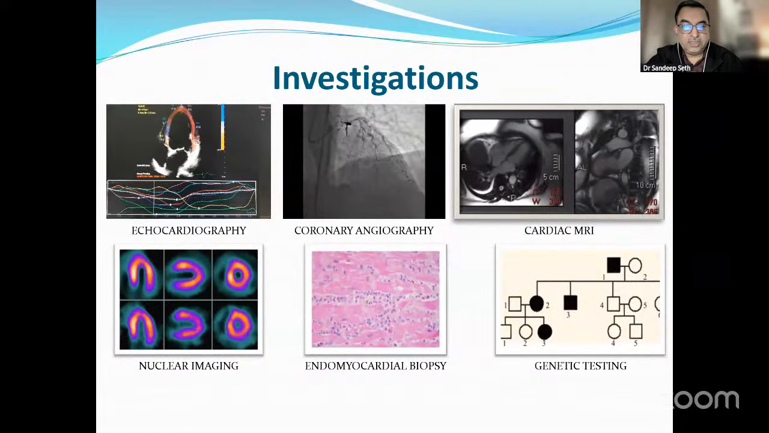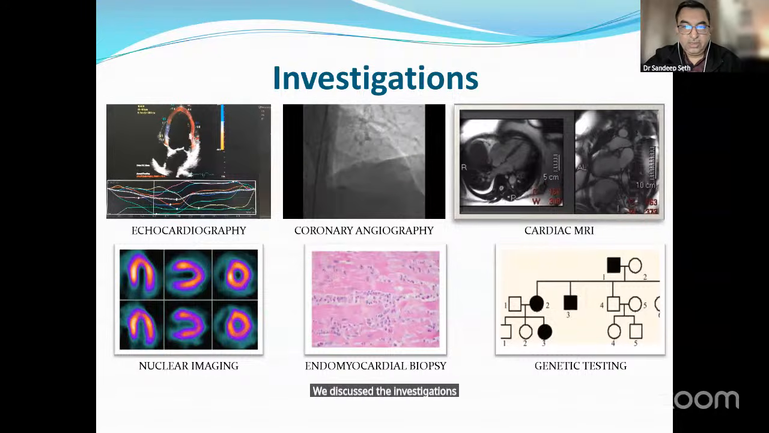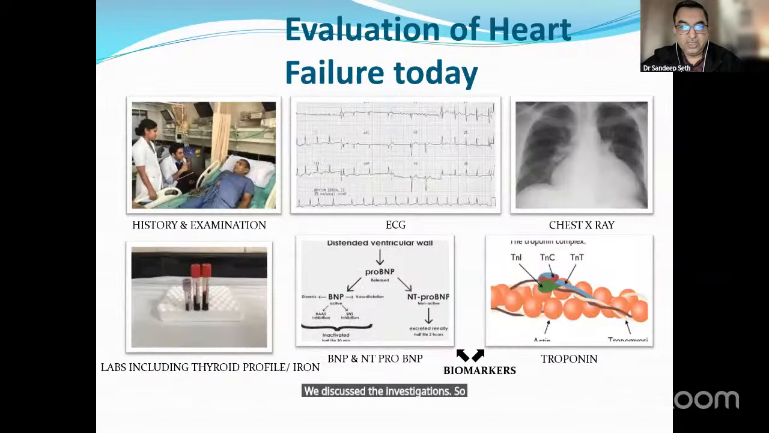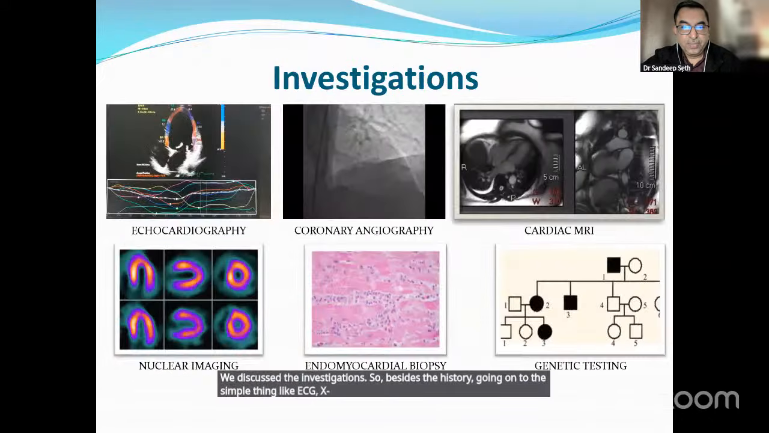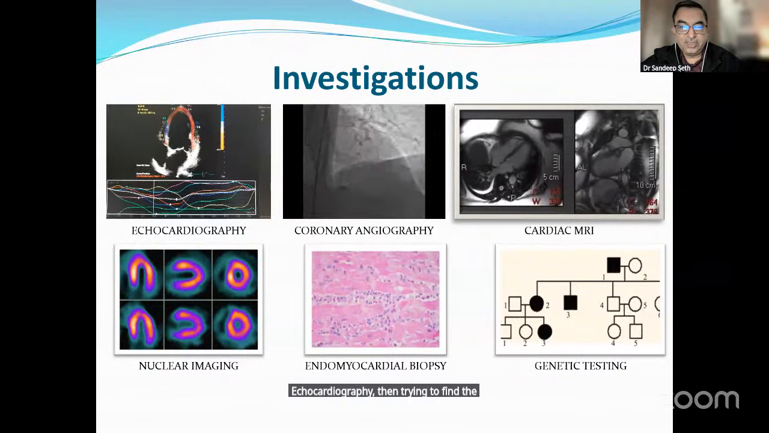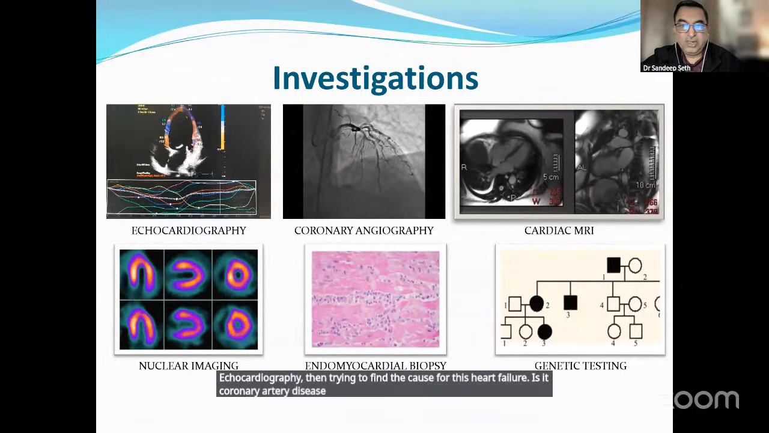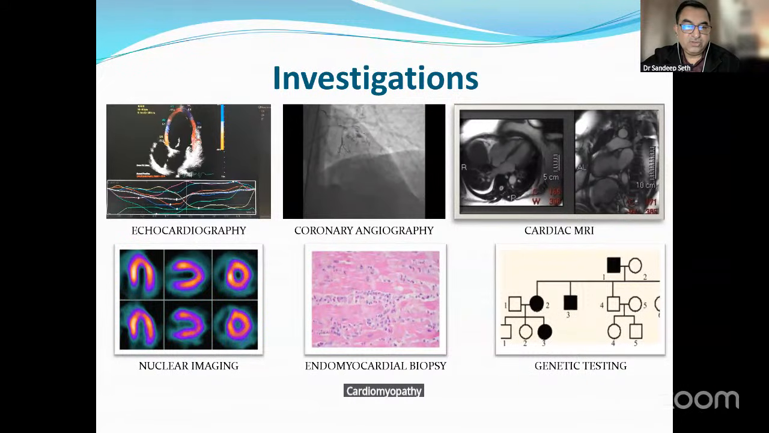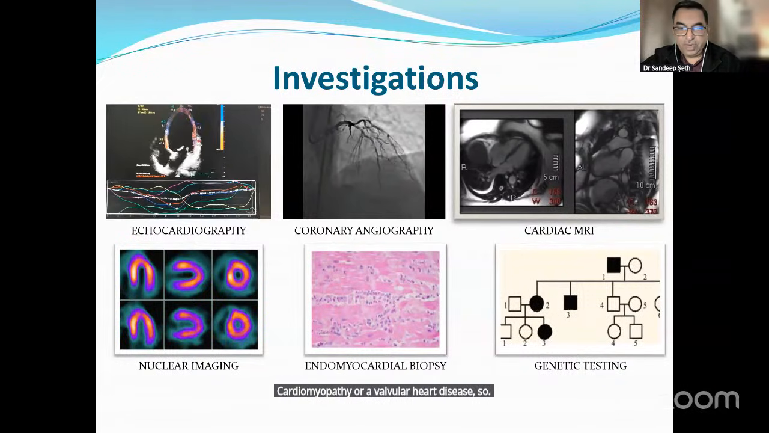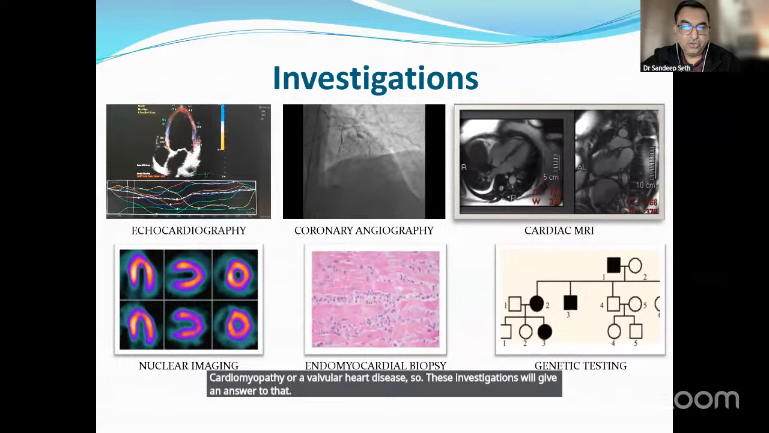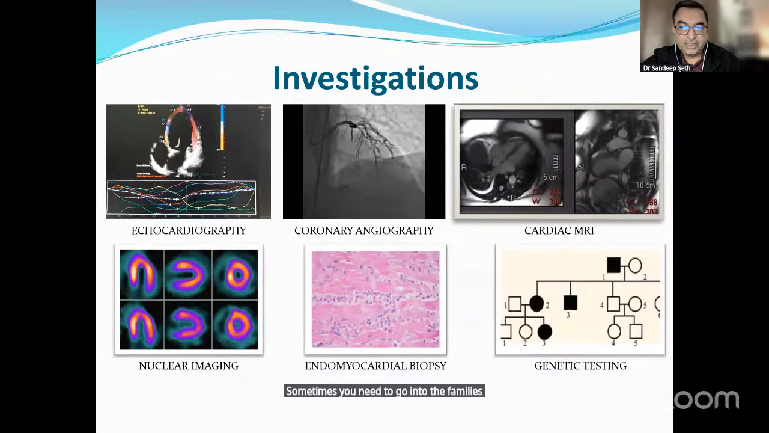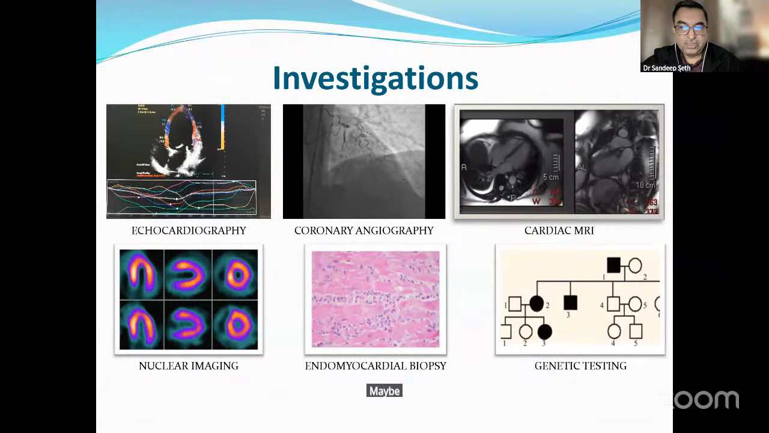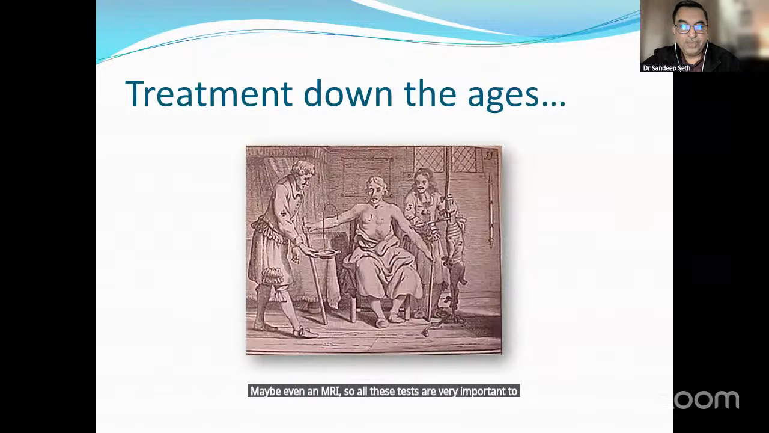We discussed the investigations. So besides the history, going on to the simple things like ECG, X-ray, biomarkers, echocardiography, then trying to find the cause for this heart failure. Is it coronary artery disease? Is it a cardiomyopathy or a valvular heart disease? So these investigations will give an answer to that. Sometimes you need to go into the family history, do a genetic test, maybe even an MRI. So all these tests are very important to find a cause.